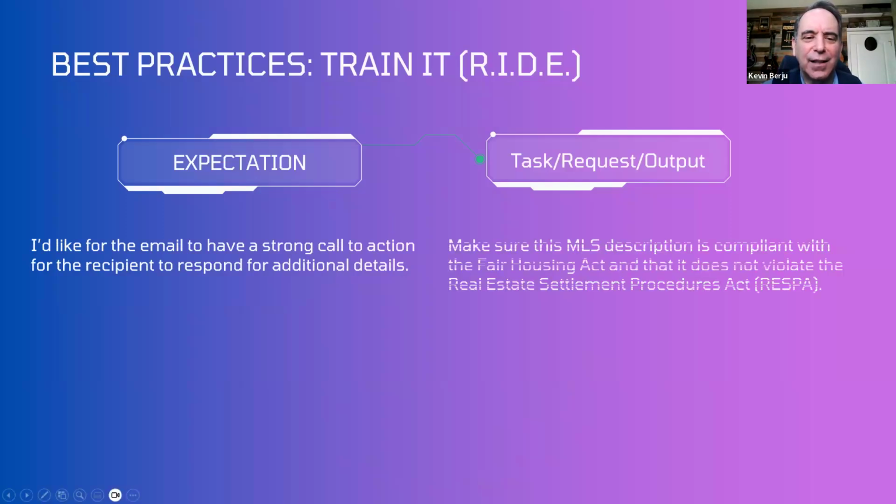I like this one. Make sure the MLS description is compliant with the Fair Housing Act and that it does not violate the Real Estate Settlement Procedures Act, RESPA. You can even ask it to be compliant. It'll look up the rules and make sure that you're compliant. How much time would it take you to look up the rules? Or do most of us just wait for our broker of record to yell at us, which is the other way.